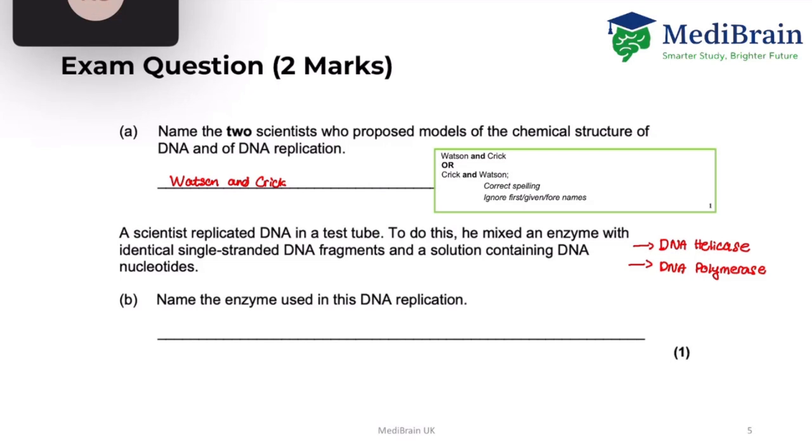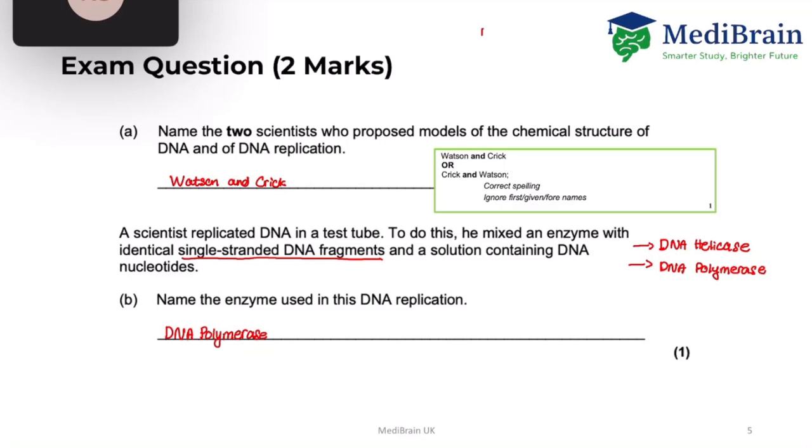Let's have a look. So replicated DNA, he mixed an enzyme with single-stranded DNA fragments. So the DNA fragments are already single-stranded. And there's a solution containing DNA nucleotides. Now, because the DNA fragments are already single-stranded, it has to be DNA polymerase. Okay, and I'll explain why in a minute. Okay, remember, DNA helicase breaks the hydrogen bonds between the complementary base pairs. Okay, that's what DNA helicase does.